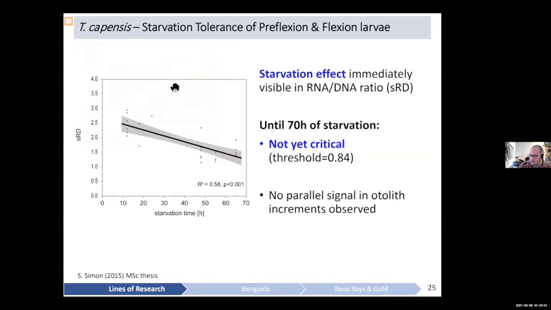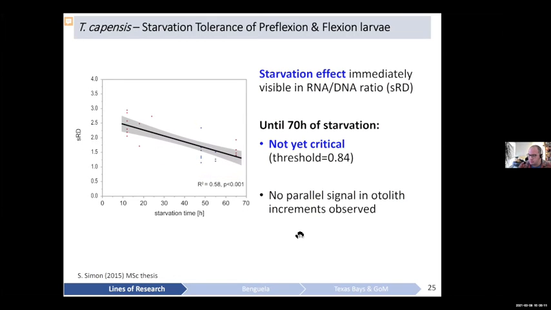We did some work, and this is still not published, and I'm not sure if the starvation part will ever be published, but we have some RNA field data that we are finally working up this year and starting last year. In these pilot studies, there was a starvation effect visible within horse mackerel larvae immediately in the RNA DNA signal, but even after 70 hours of starvation, it was still above the threshold that was established with the RNA DNA method for other species.